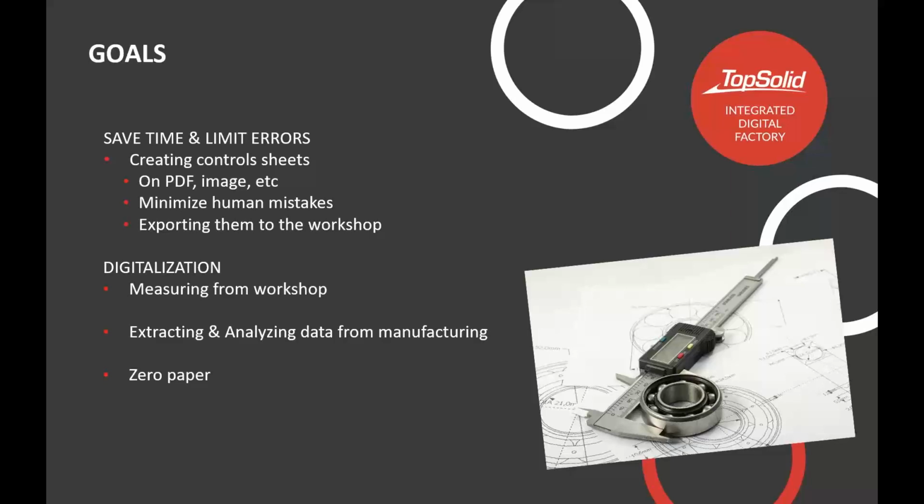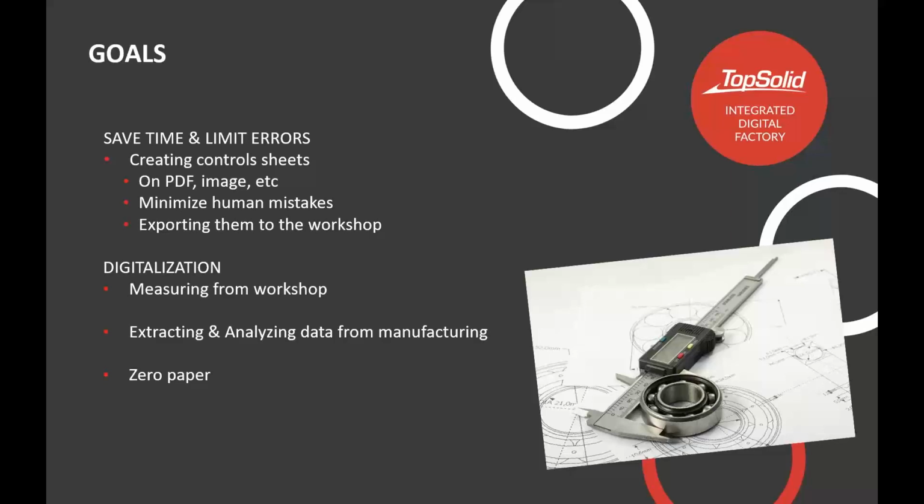How do we do this? We do this by creating control sheets. The control sheets are done based off of either PDFs or images or DWGs or DXF files directly if you have the native data. The goal, again, is to minimize human mistakes. How we do that is by capturing the dimensions that you need to inspect, as opposed to you having to re-enter the data multiple times through multiple systems. We try to capture them in one solution.